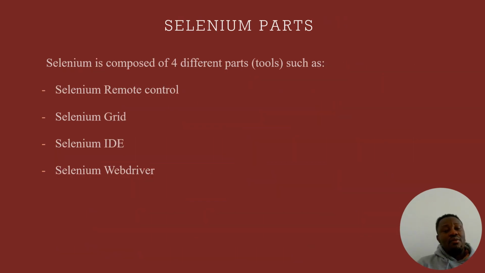Now there are 4 different parts of Selenium. Those parts can also be called frameworks. Selenium is composed of those 4. The first one is Selenium Remote Control. The second one is Selenium Grid. The third one is Selenium IDE. And the last one is Selenium WebDriver.